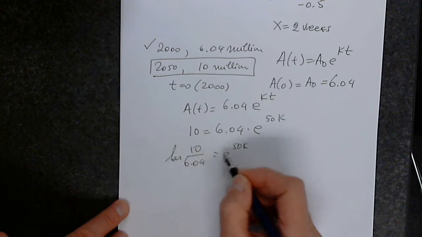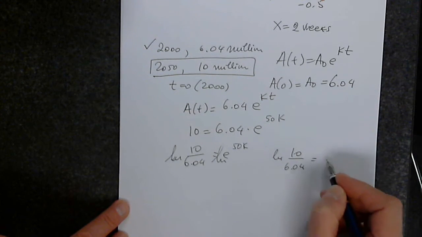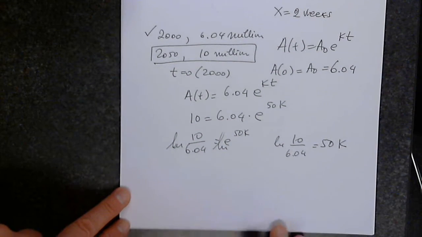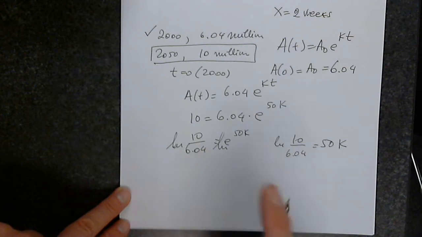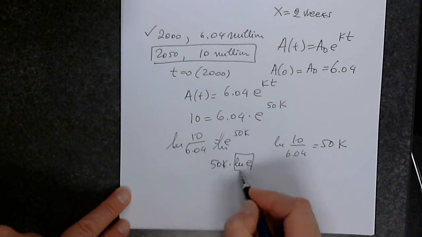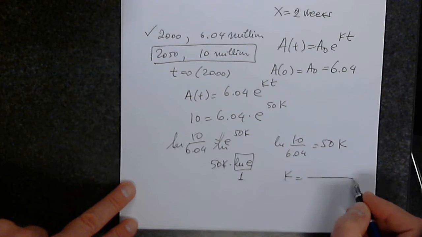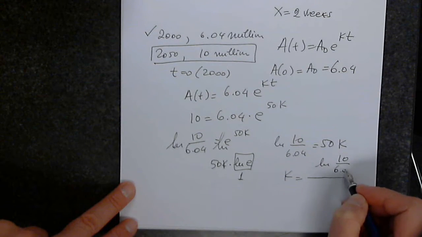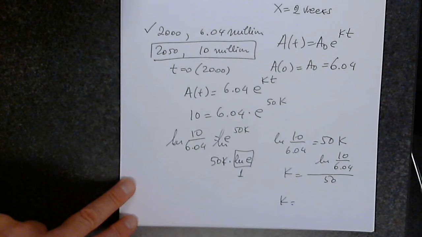Yes, I have to apply natural log to both sides. The left-hand side is natural log of 10 over 6.04, and the right-hand side is 50k, because natural log of e is 1. This should have been 50k multiplied by natural log e, but that is 1. That's why I only write 50k. So then k equals natural log of 10 over 6.04, over 50. So k is, if you want to give me the number, I'll put it in.